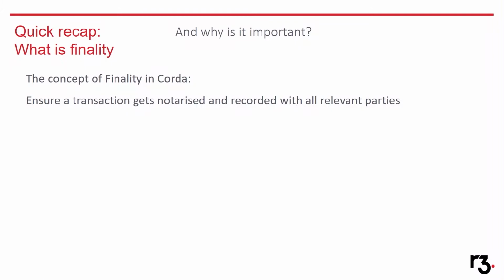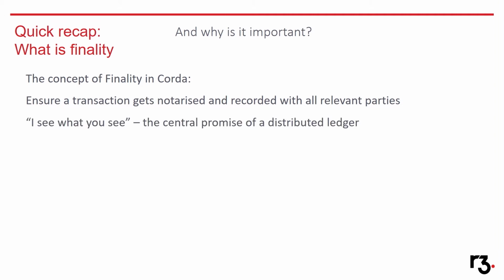So let's start with a quick recap. What is finality and why is it important? The concept of finality in Corda is that we ensure that a transaction gets verified, notarized, and then recorded with all the participants of the transaction, ensuring that we adhere to the principle of "I see what you see". So basically everyone has the same view of a transaction that they were part of, which is the central promise of a distributed ledger. It's the point of why we're doing this.